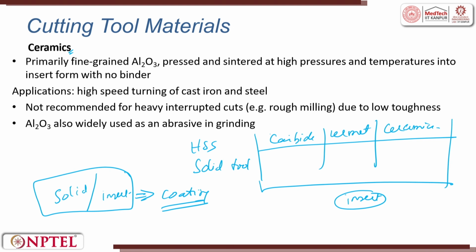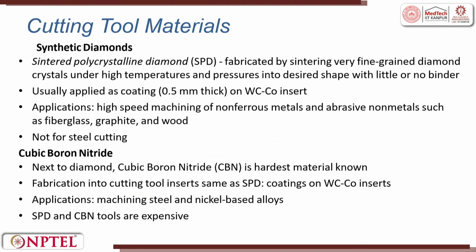Primarily, fine grain Al2O3 pressed and sintered at high pressure and temperature is formed without a binder. You can get it in ceramics. They are highly recommended for large depth of cut machining and exotic material machining. Synthetic diamond is also used as a tip.